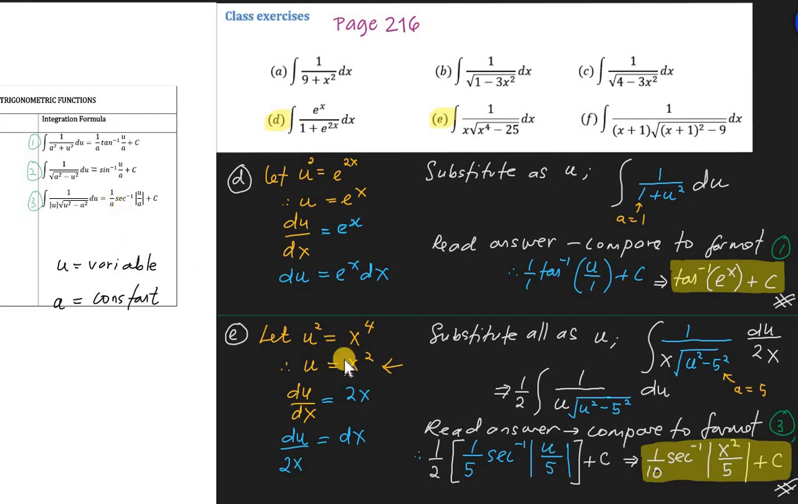And for the answer, as we read it, here we have a half, we put it outside. For this format, it is 1 over a, which just now is 5, inverse secant, u first, and then the a is 5. And then replace back the u, which was x squared. And here we simplify our constant. So that is the answer for E.